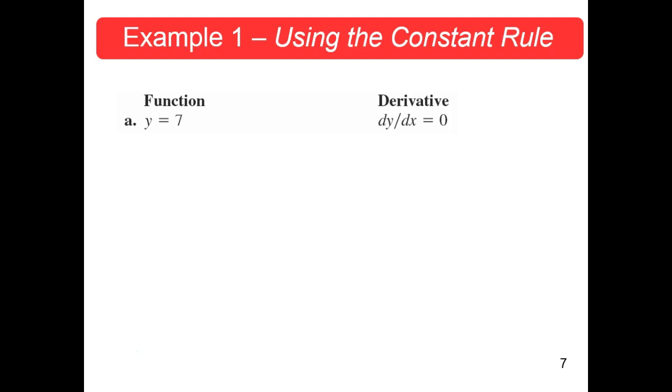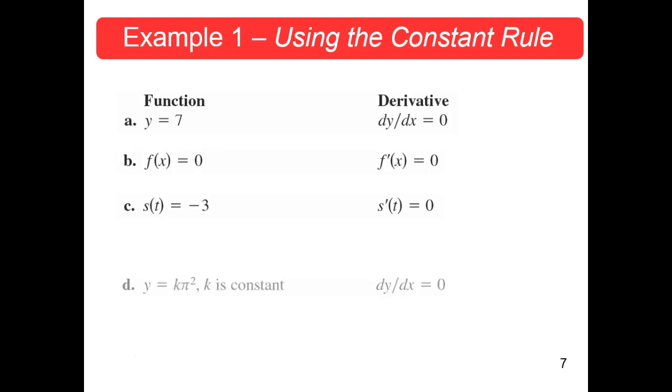Oh, these are hard. Okay, if y is equal to 7, what's the derivative? 0. Oh, good. Y'all are quick on the draw here. Okay, how about f of x equals 0? 0. f prime is 0. Wow. How about s of t equals negative 3? 0. It's still 0. The derivative of a constant is 0.